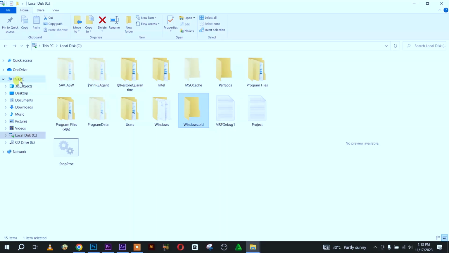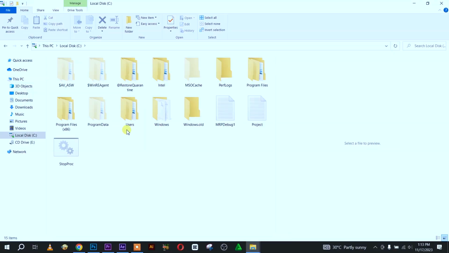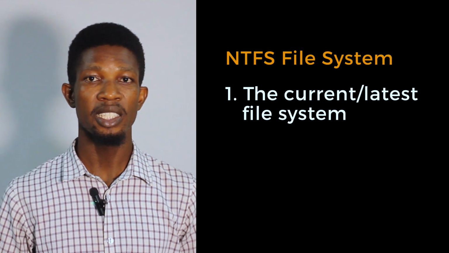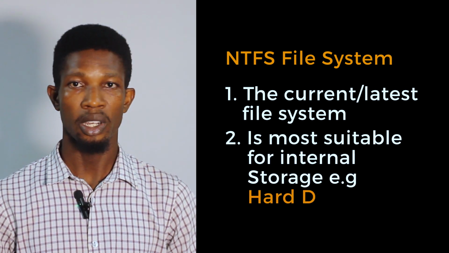Or let's say if your Windows operating system eventually crashes, it is very possible for you to recover some of your essential files when you take your system to an IT support specialist. That means the NTFS made it easy for you to go through the back door to recover some of your essential files. So we can conclude here that the NTFS is most suitable for internal storage, such as your hard drive.